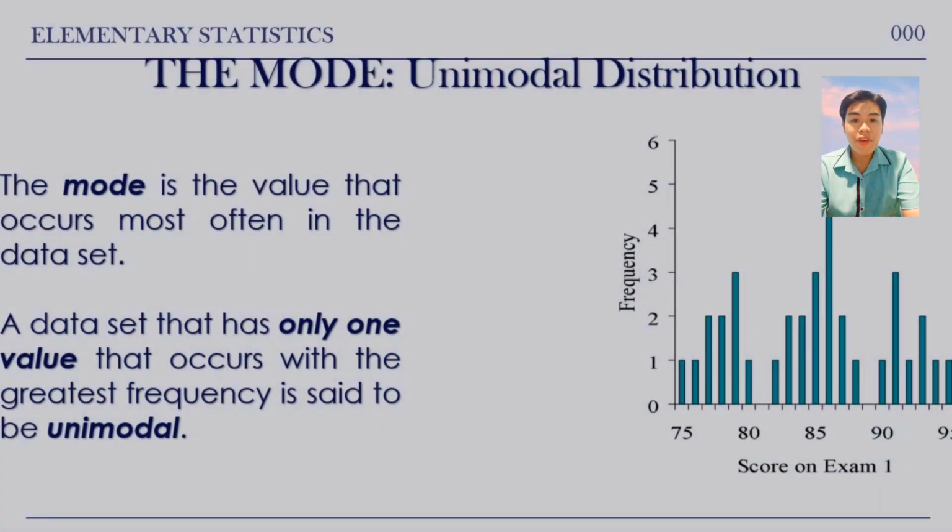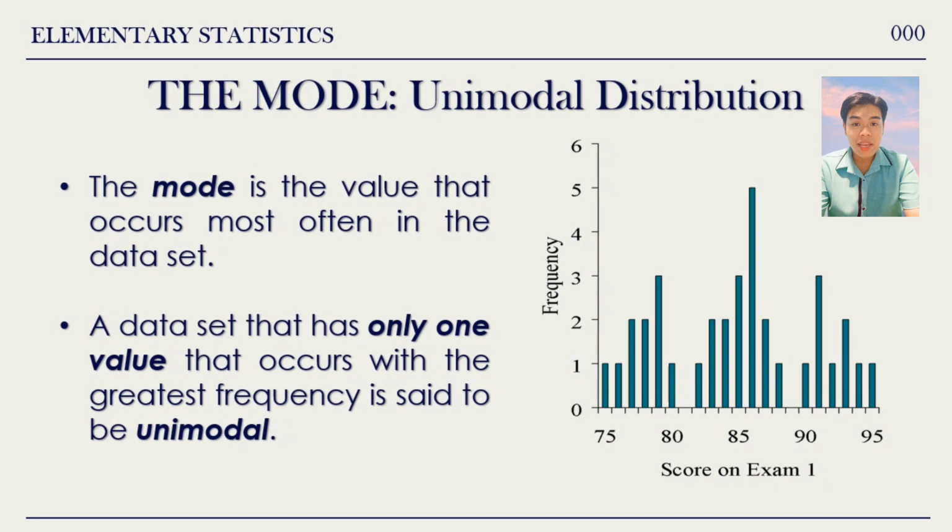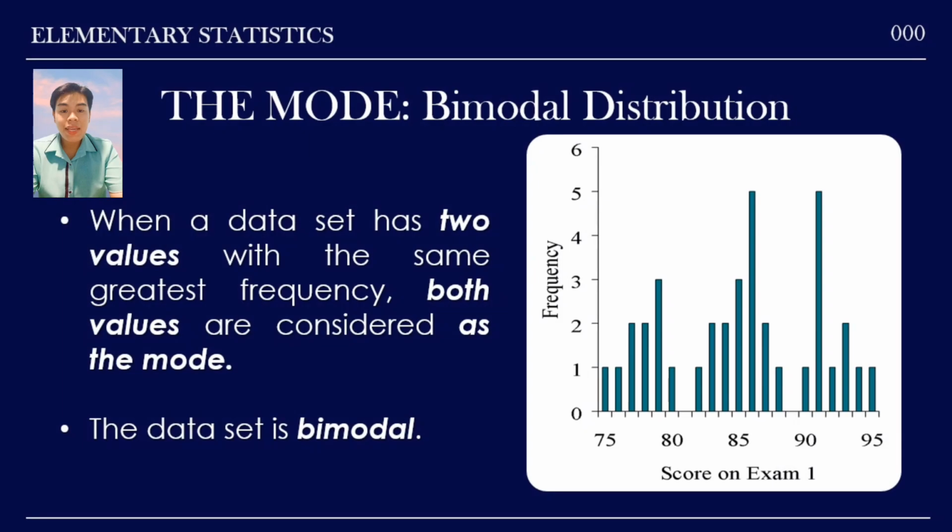The mode is the value that occurs most often in a data set. A dataset that has only one value that occurs with the greatest frequency is said to be unimodal. As we can see in our graph or distribution on the screen, this is an example of a unimodal distribution since we only have one mode. When a dataset has 2 values with the same greatest frequency, both values are considered as the modes. The dataset is bimodal. So, the example of distribution on our screen is a bimodal distribution since we have 2 modes.